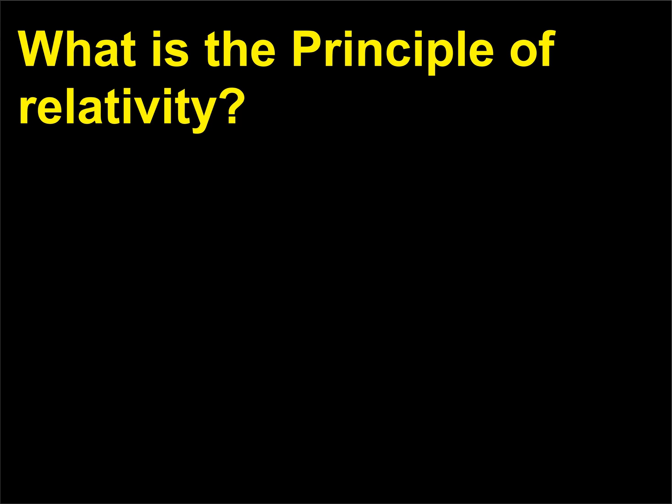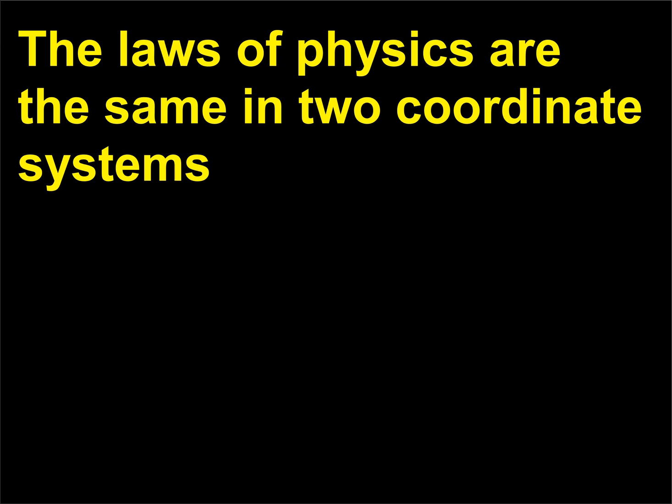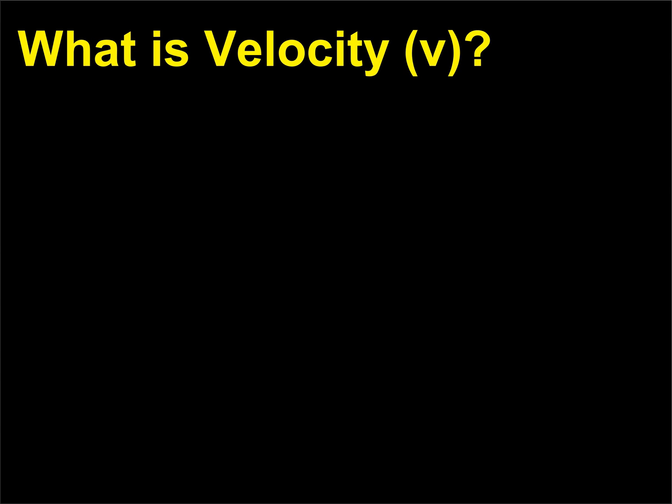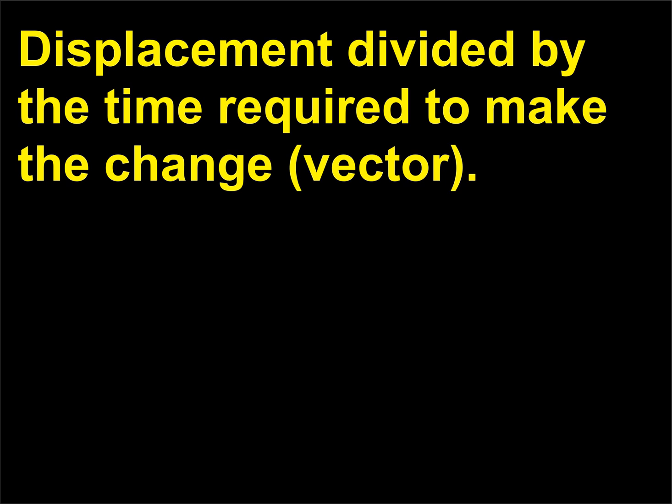What is the principle of relativity? The laws of physics are the same in two coordinate systems moving at constant velocity with respect to each other. What is velocity, v? Displacement divided by the time required to make the change, vector.